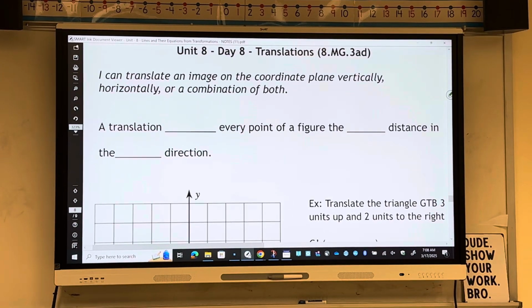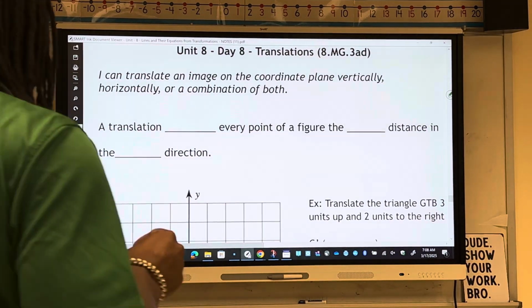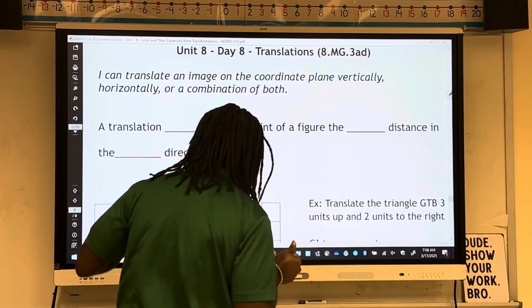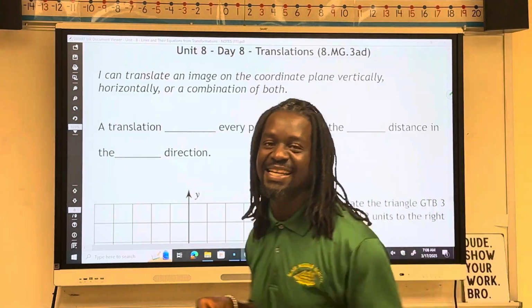We translate, we translate, we translate, we translate, we translate, we translate.